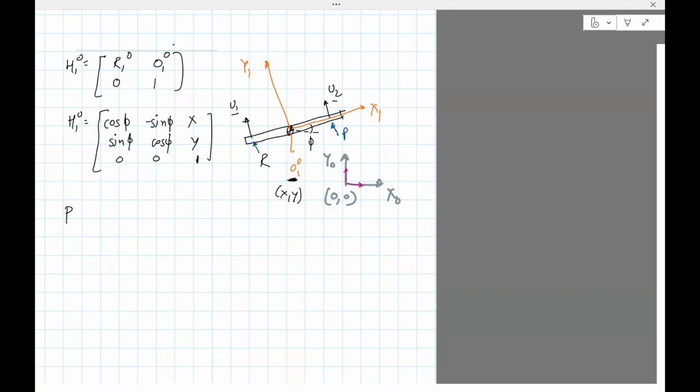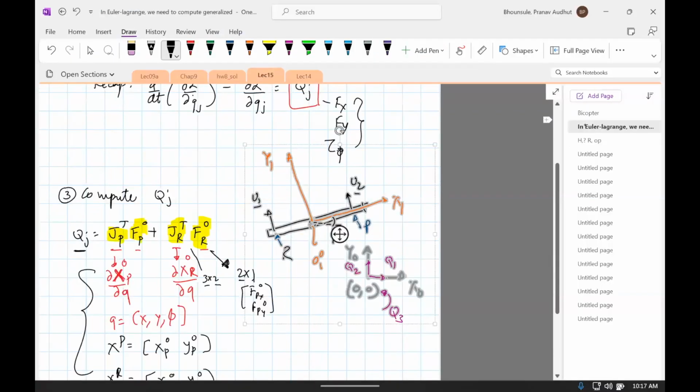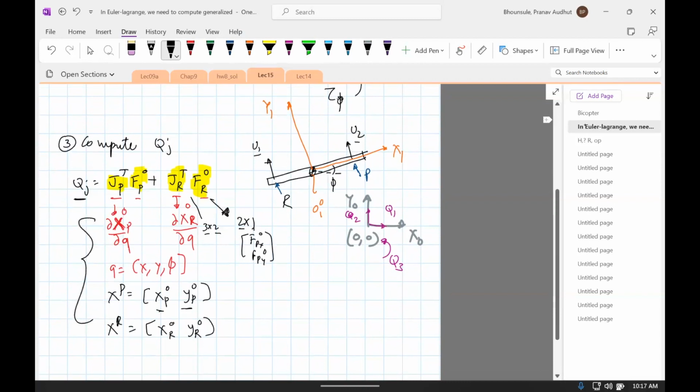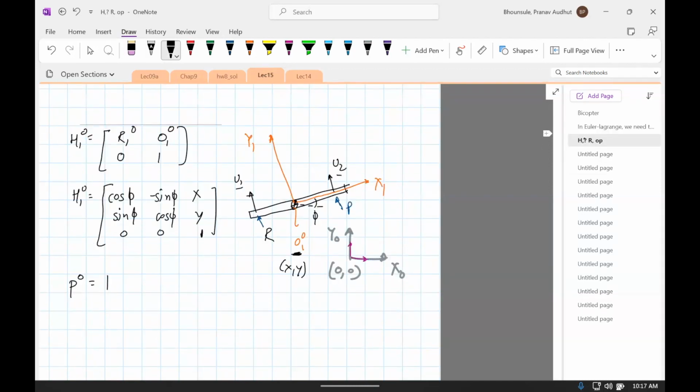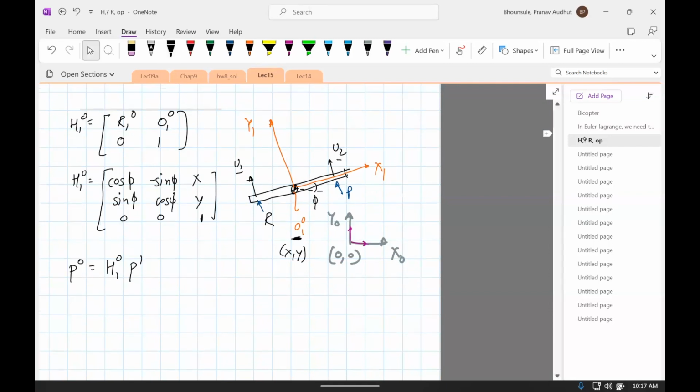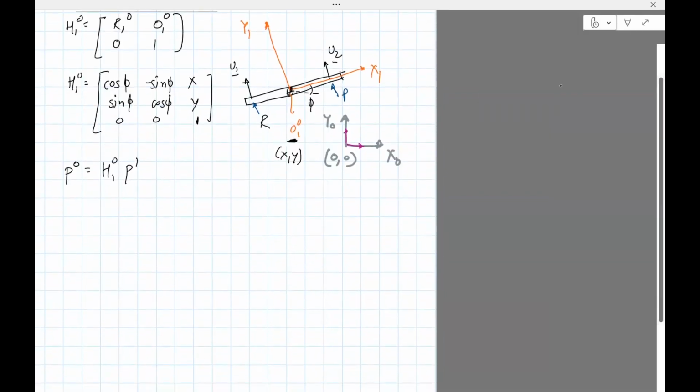Okay, now I need the location of point P in frame 0 because it's needed for the Jacobian. So I need xp0, yp0 to compute xp in frame 0, xr in frame 0. So in order to do that, I need p0. That would be h10 p1: cosine phi, minus sine phi, sine phi, cosine phi, 0, 0, and now position of x, y, 1. So position of p in frame 1.